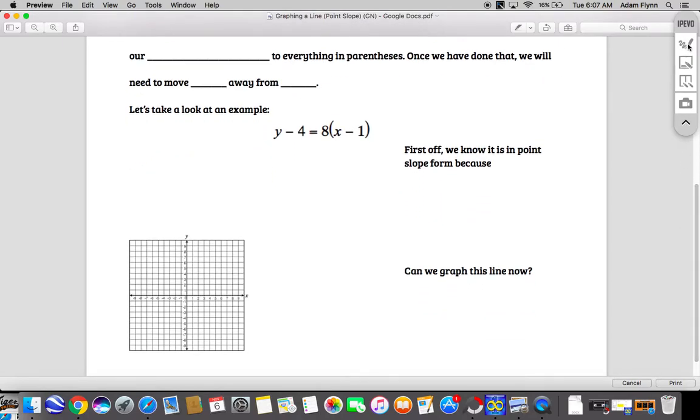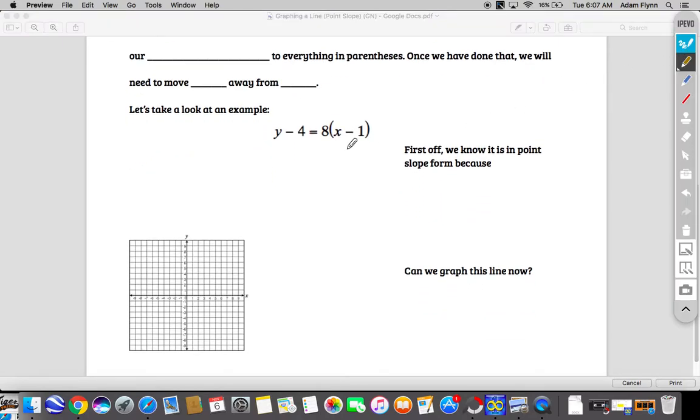Okay, so let's jump right into an example. Okay, so it's all about simplifying. So we've got y minus 4 equals 8 times x minus 1. So first off, we know that it's in point-slope form because x and y are on opposite sides.